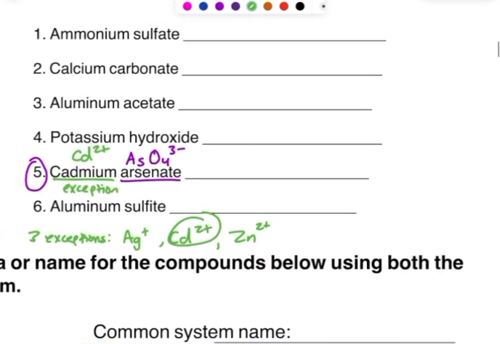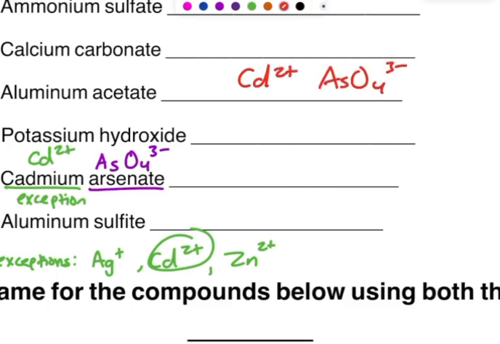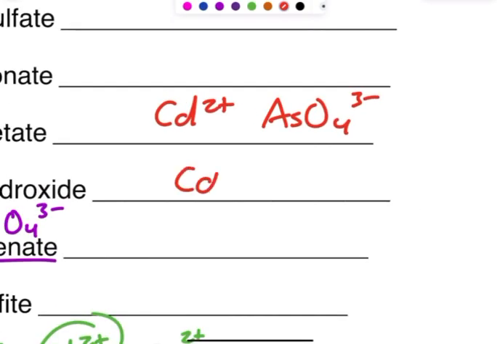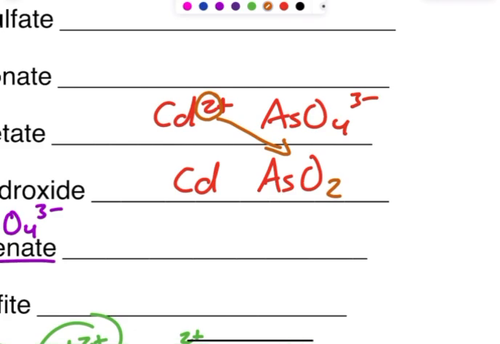Okay, now that I have my ions, I can crisscross them. So I got Cd2+ and I got AsO4 3-. Let's crisscross. Okay, Cd, AsO4. I always like to rewrite them without the charges. Okay, take the number and pass it over to the other guy. I'm not doing that. No, that's wrong. You just changed the compound.